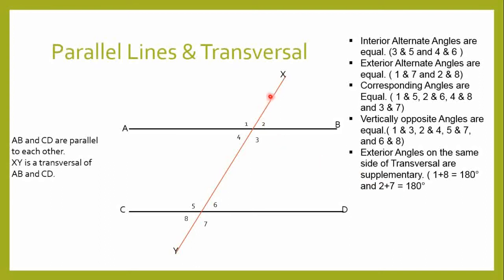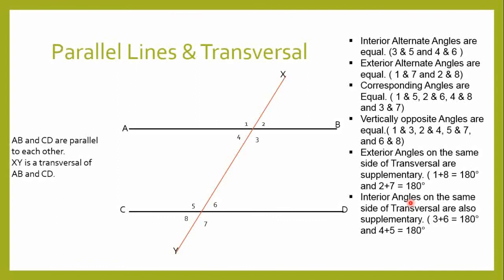So the exterior angles on the left side of the transversal are angle 1 and angle 8. So angle 1 plus angle 8 will be equal to 180 degrees. Similarly, if we add angle 2 and angle 7, angle 2 plus angle 7, it will also be equal to 180 degrees.